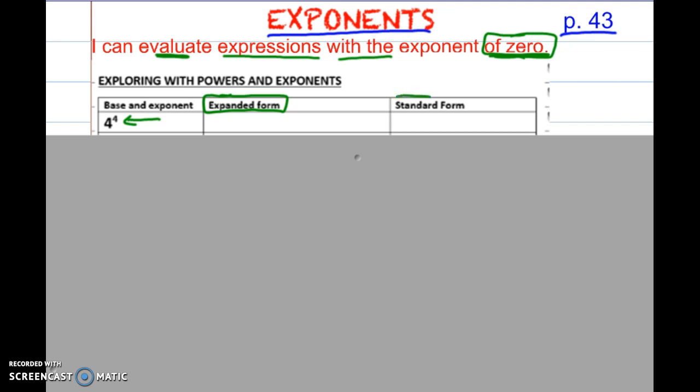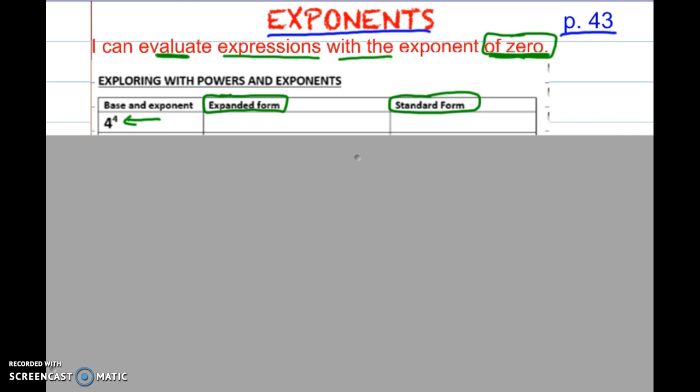And then we're going to calculate. We don't need a calculator. We can do this by hand. We're going to calculate the value, or the standard form. Again, if at any time during the video you need to pause it, then make sure that you do that. The goal is for you to complete this notebook page.